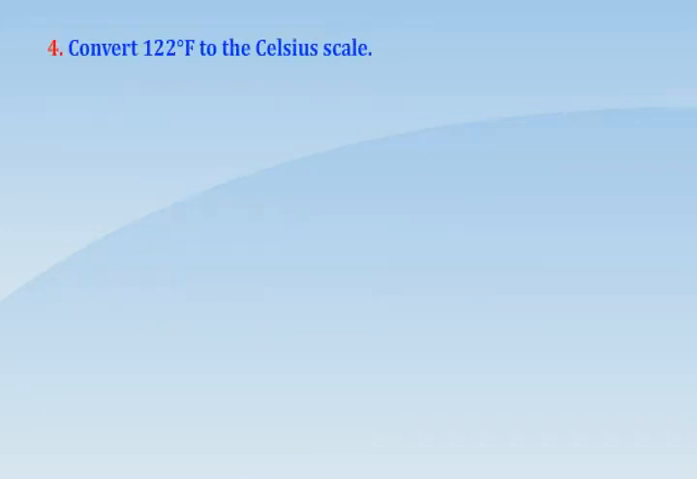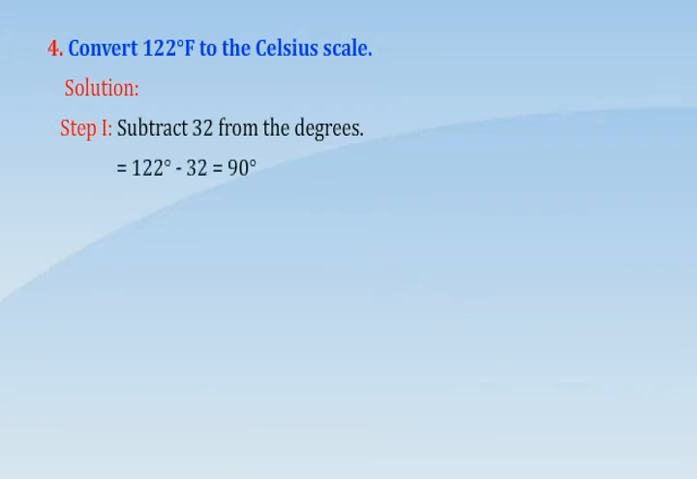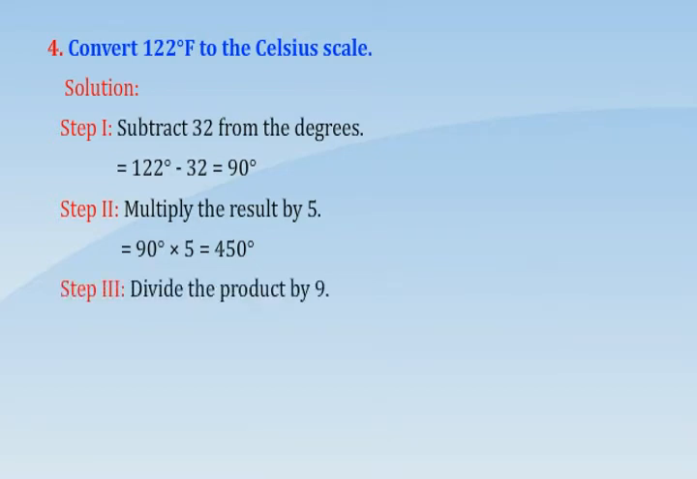Convert 122 Fahrenheit to the Celsius scale. Solution. Step 1. Subtract 32 from the degrees. 122 degrees minus 32 is equal to 90 degrees. Step 2. Multiply the result by 5. 90 degrees into 5 is equal to 450 degrees. Step 3. Divide the product by 9. 450 degrees divided by 9 is equal to 50 degrees Celsius. Therefore, 122 Fahrenheit is equal to 50 degrees Celsius.